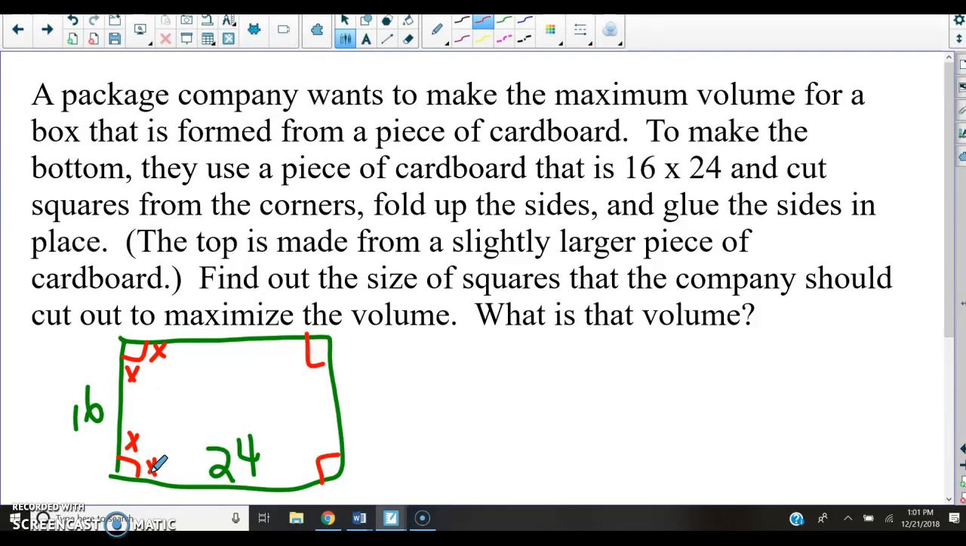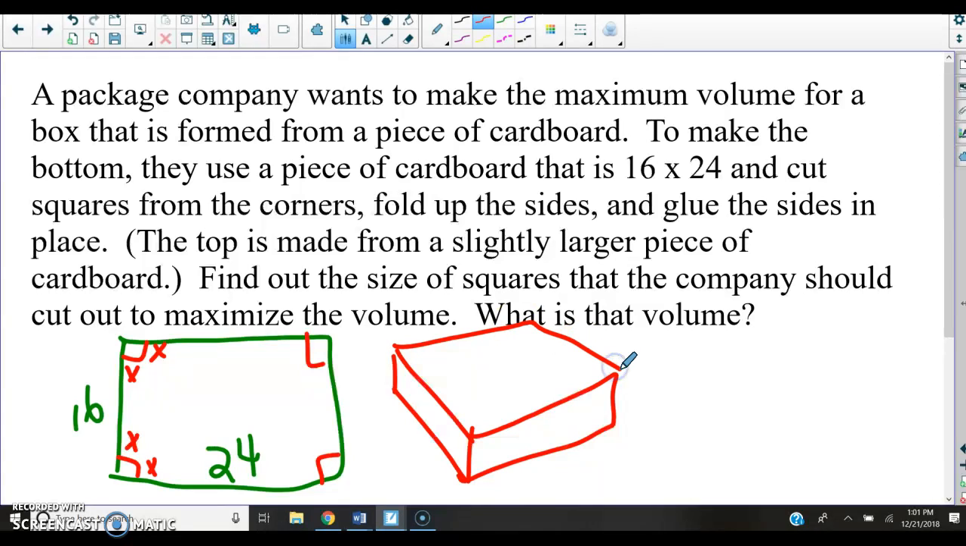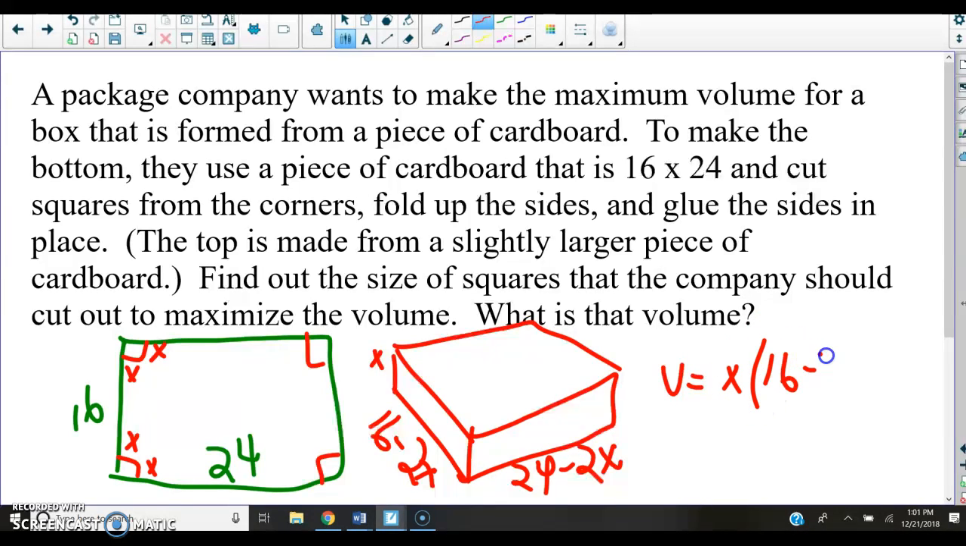So when we fold it up to make our box, I'm not an artist, but here we go. This height would be X, but do you see this is going to be 16 minus 2X? And this would be 24 minus 2X because you have to take it from both ends. And when you find the volume, you've got to take the length times the width times the height.